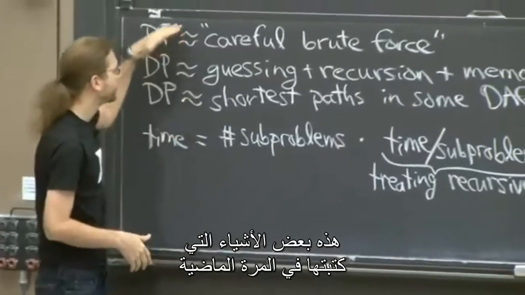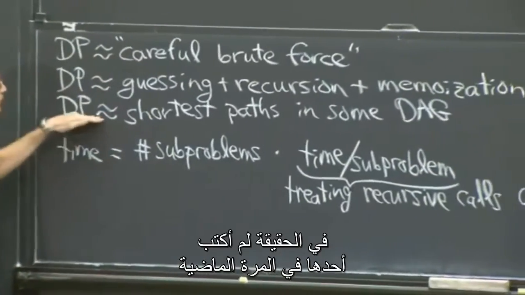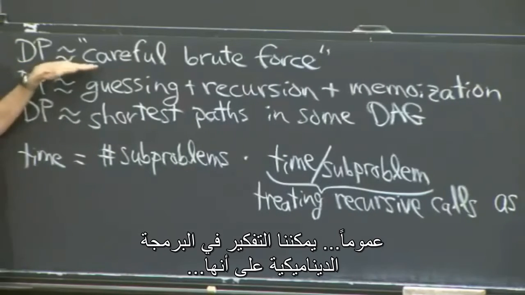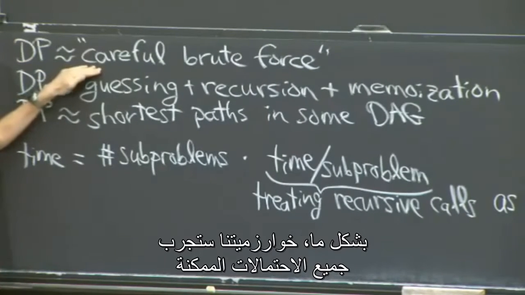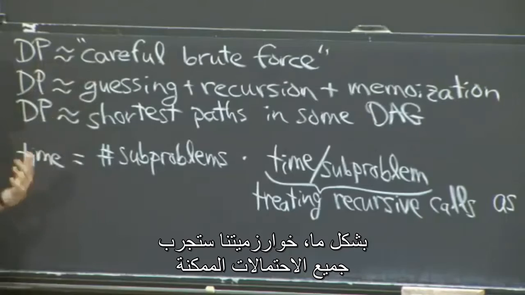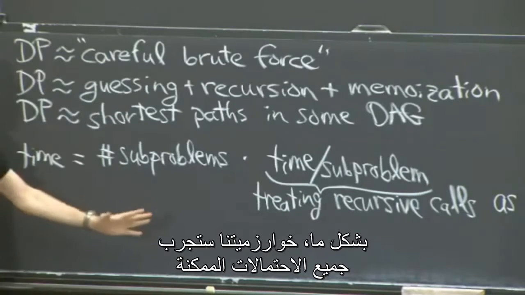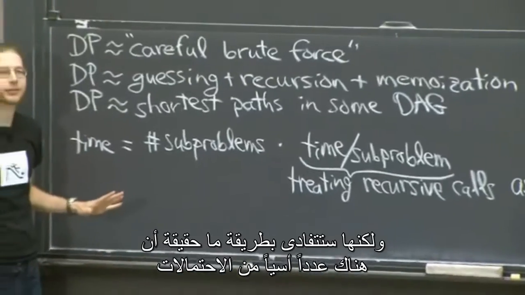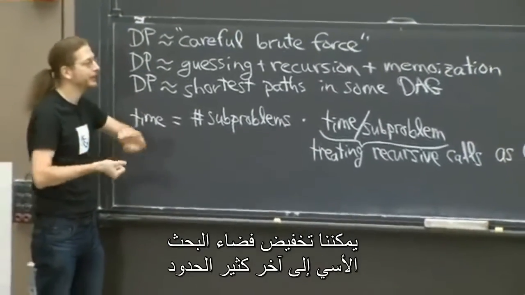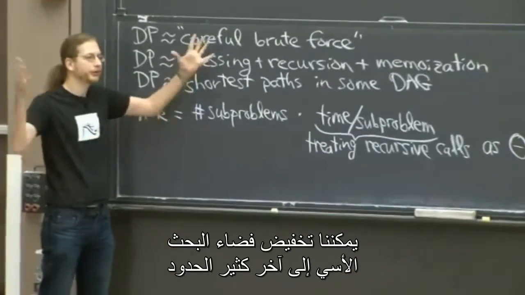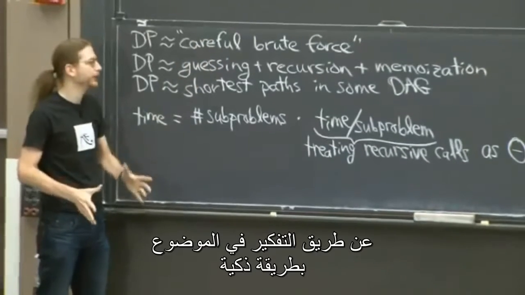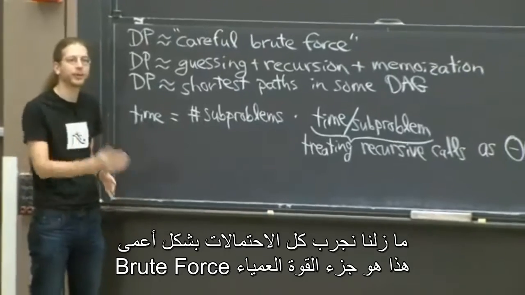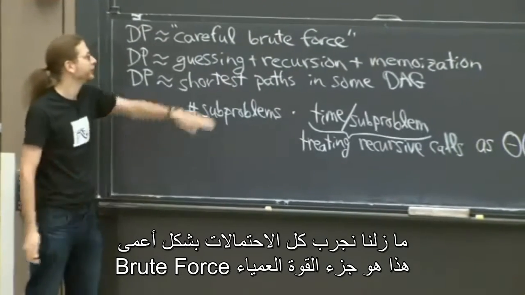These are some things I wrote last time. Actually, one of them I didn't write last time. In general, you can think of dynamic programming as a carefully executed brute force search. So in some sense, your algorithm is going to be trying all the possibilities, but somehow avoiding the fact that there are exponentially many of them. By thinking of it in a clever way, you can reduce the exponential search space down to a polynomial one, even though you're still not being very intelligent and you're still blindly trying all possibilities. So that's the brute force part.